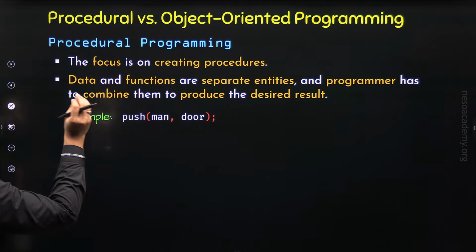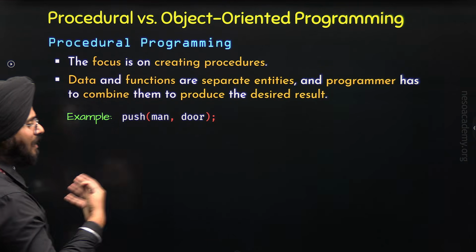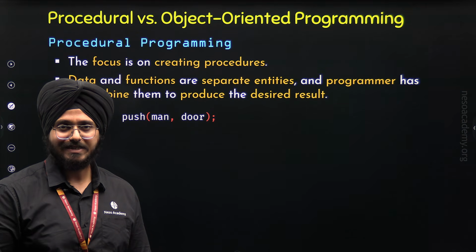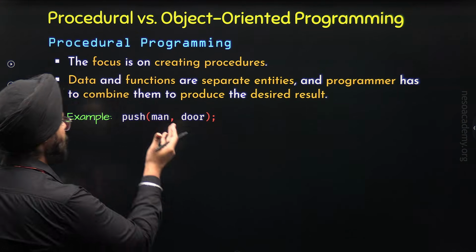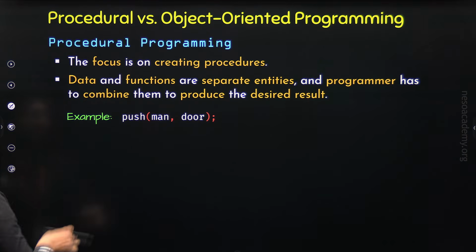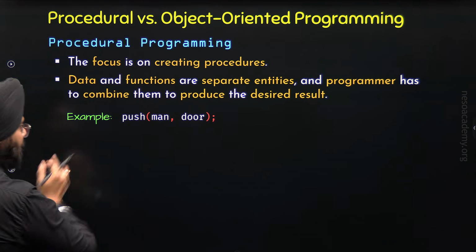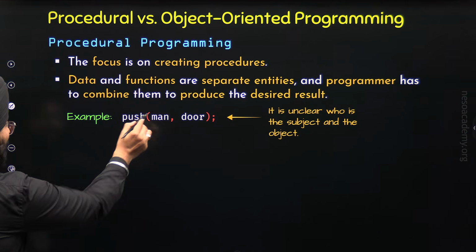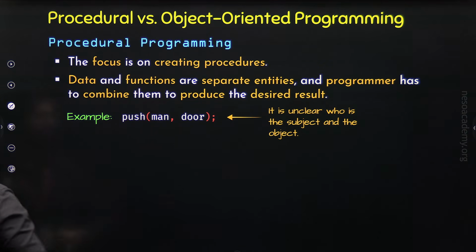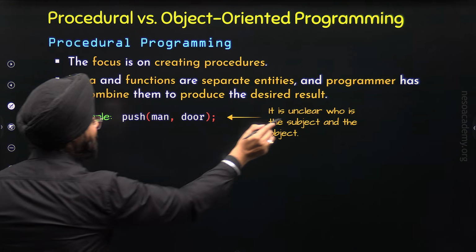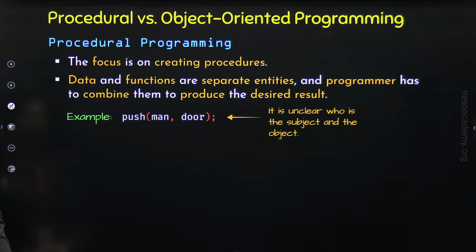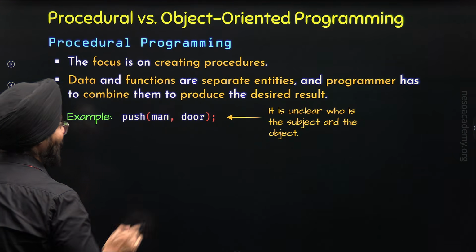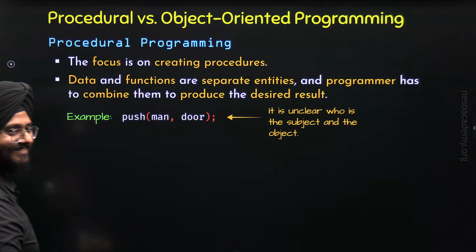When we pass data to the function, then only the function would be able to perform some operations on it and will eventually give us some output. So that is the case with procedural programming. Also, we can see that it is quite unclear whether man is the subject or door is the subject. So it is unclear who is the subject and who is the object. Or in other words, we can say that it is unclear to us whether man is pushing the door or door is pushing the man.